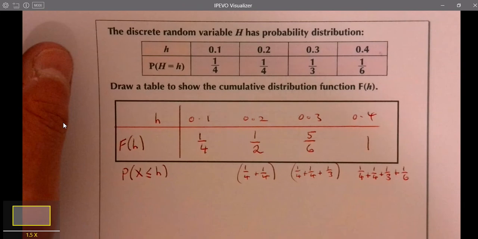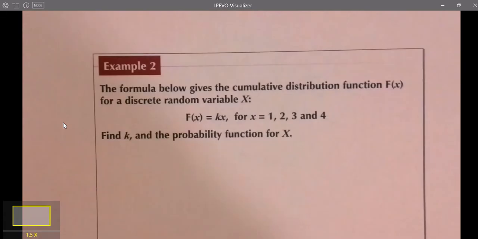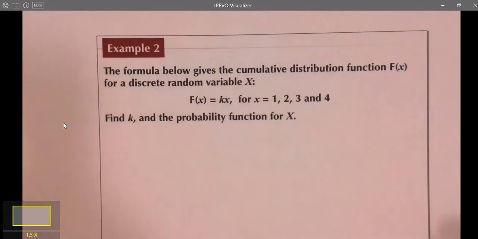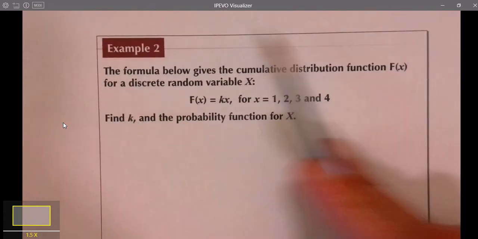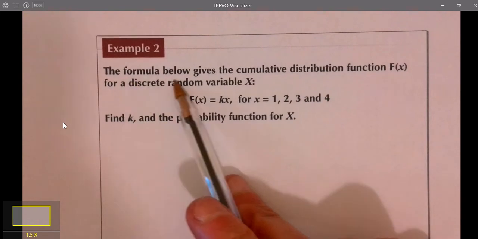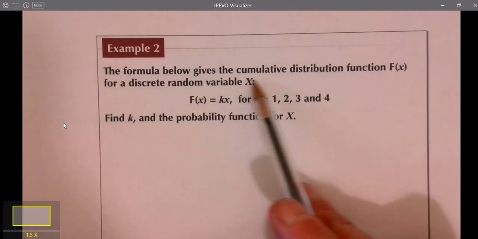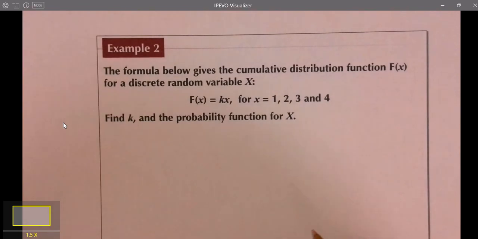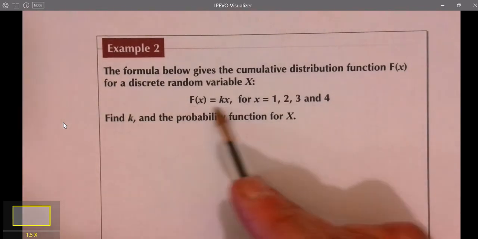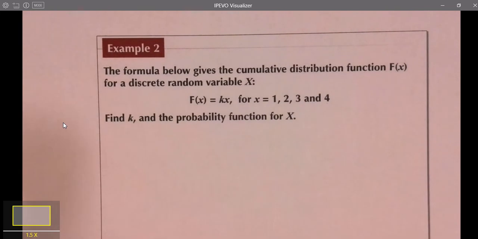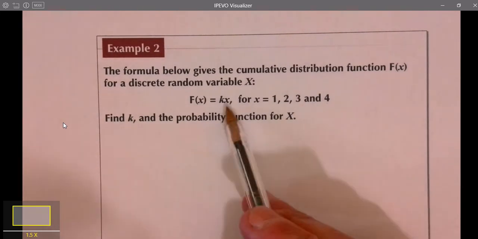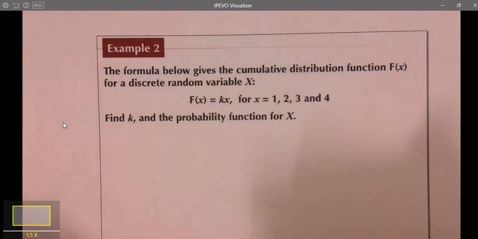Right, we've only got one more example today, and then you're going to get straight into doing some questions, so not too many to do. On this question, the formula below gives me a cumulative distribution function for a discrete random variable x, and it wants me to basically do what I just did, but in reverse. It looks a little complicated, but let's think about what we know. The first thing we want to do is work out what this k is.